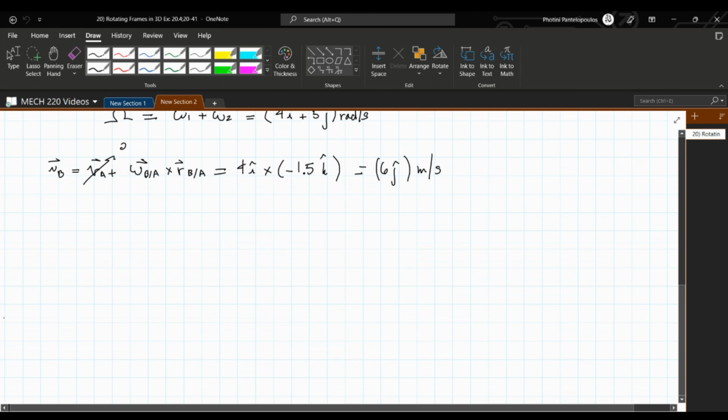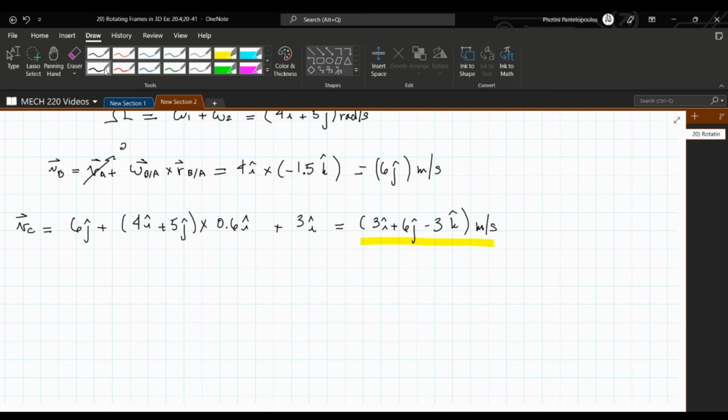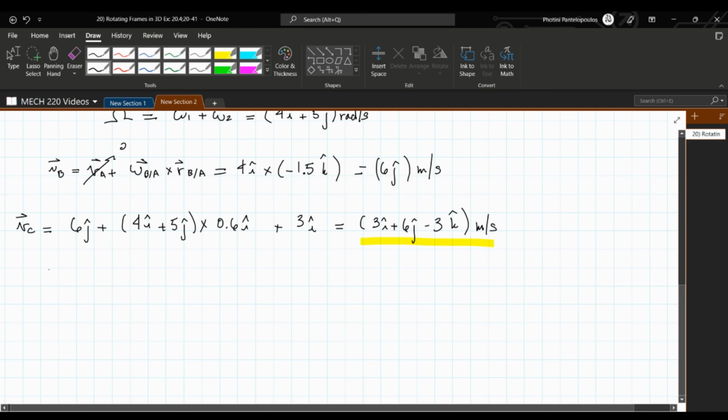So we have all the variables that we need to find the velocity of the collar, so we're just going to plug all of those values in. And if you compute that cross product, you should get 3i hat plus 6j hat minus 3k hat. And all of that is in meters per second. Right, and that is the first part of our problem done.